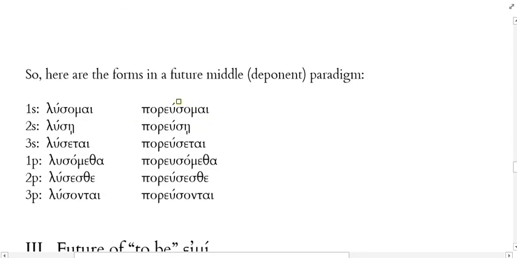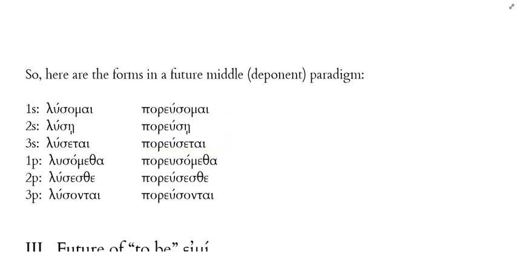Okay, now here, poreuomai, the lexical form is poreuomai. This verb does not have an active formation at all. So Mounce calls this a deponent verb because it doesn't have an active set of endings. So to form the future, it also uses just the middle forms. There are no active forms for it. So everybody, poreusomai, I shall go. Poreuse, you will go.